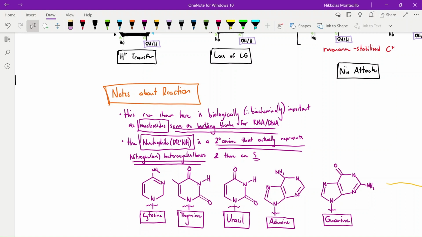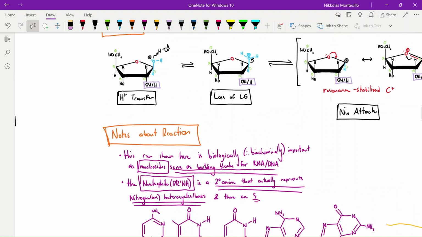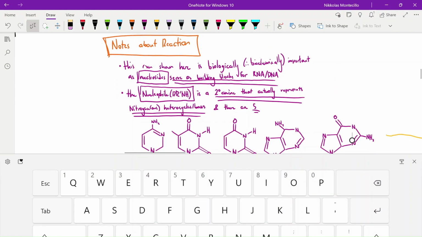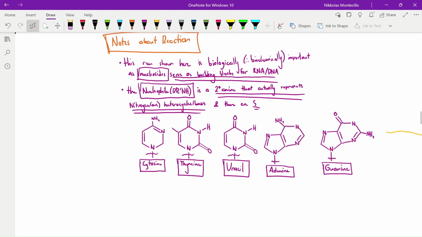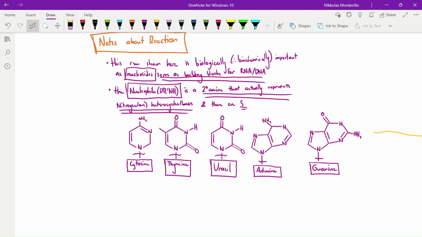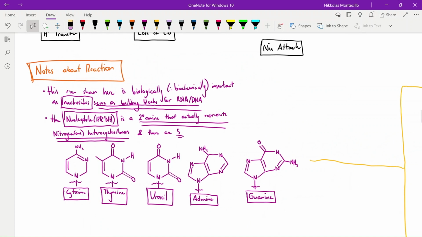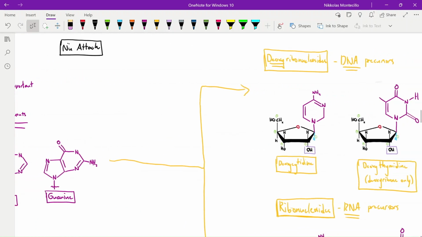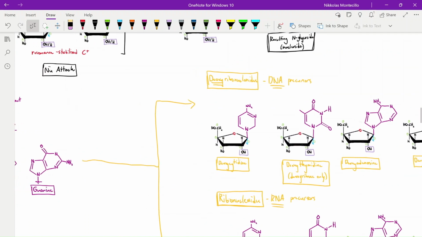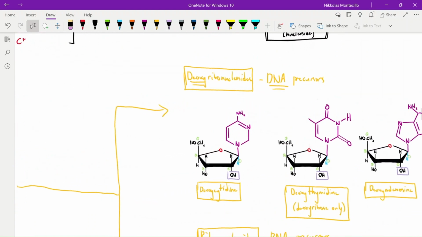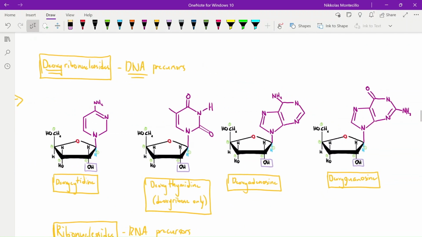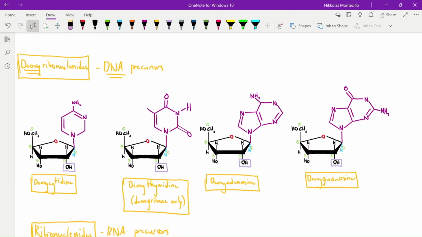nucleophile that nucleophilically attacks cyclized ribose. And these include familiar names such as cytosine, thymine, uracil, adenine, and guanine. Now, if we take a look at them as DNA precursors, we can see here that there's deoxycytidine, deoxythymidine, deoxyadenosine, and deoxyguanosine.